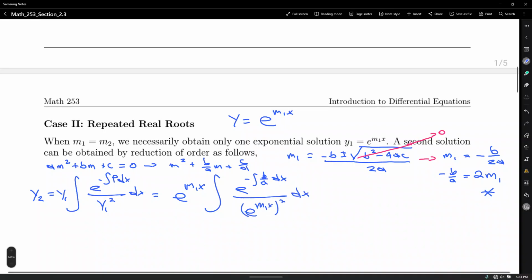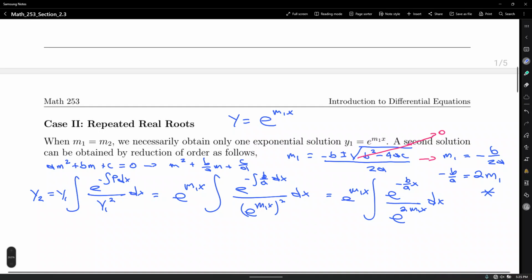All right? Okay, so the integral of this constant will be, well, that's e to the m1x, integral of e to the negative b over a x, everything divided by e to the 2m1x dx. Do you guys agree with this?